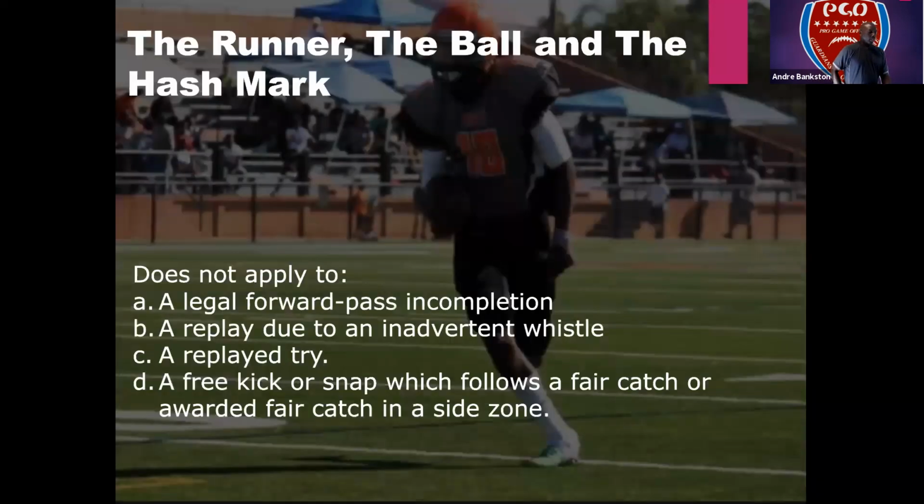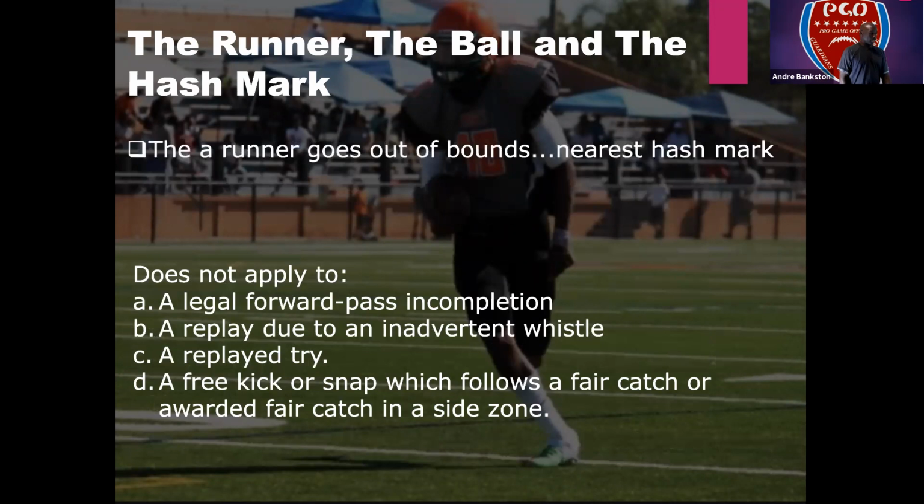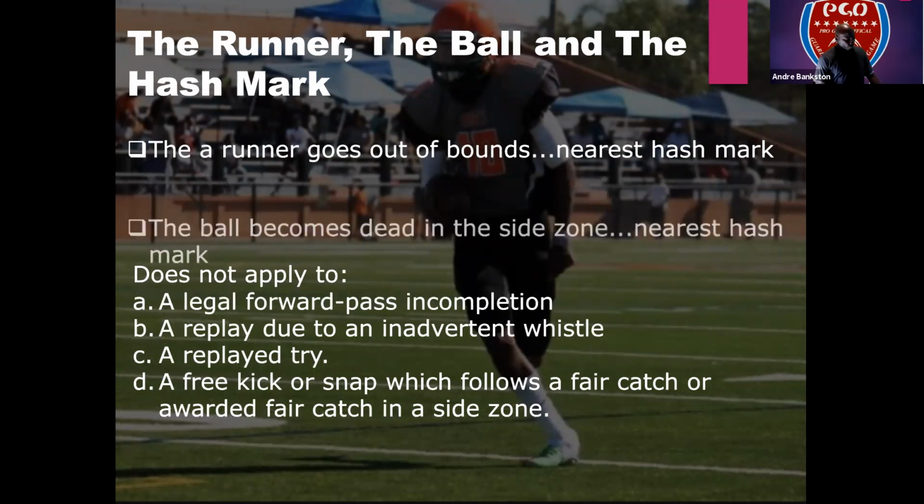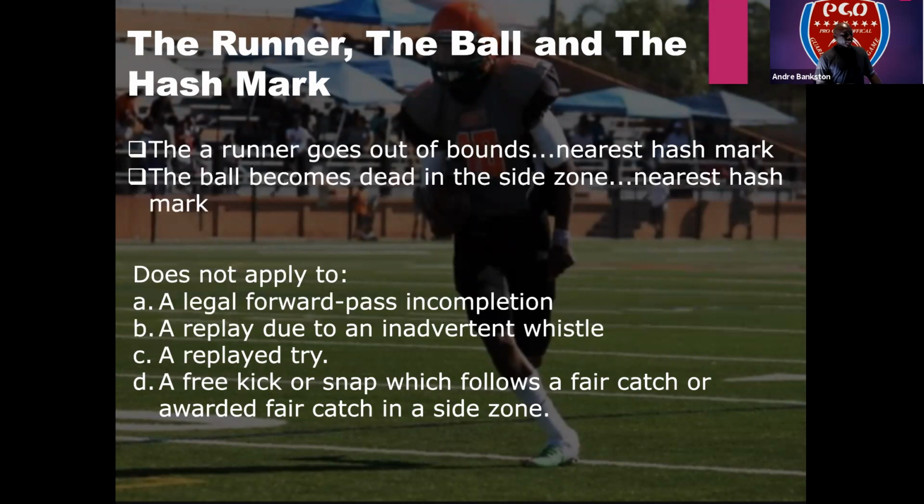All right. The runner, the ball, and the hash mark. So this does not apply to a legal forward pass. Oh, I'm sorry, I messed up there. The runner goes out of bounds. The ball will be spotted at the nearest hash mark. The ball becomes dead in the side zones. We spot the ball at the nearest hash mark. We all know that, right?